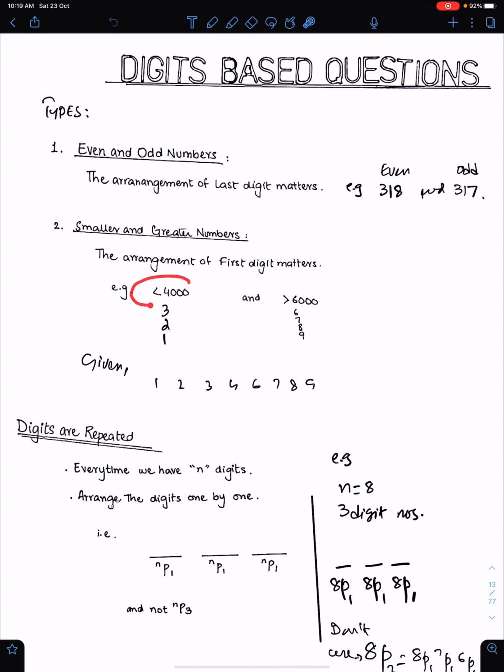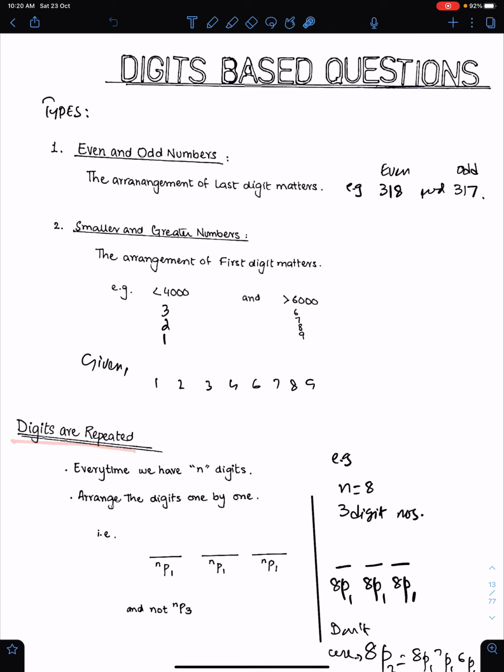So when the number is small, we cannot have this digit here. The possible digits will be 3 to 1 from this list. We cannot start this number with the same digit, but if the number is large or greater, then we have to start the first digit with the same number. The first digit is inclusive here, and this first digit is exclusive here from the given list.